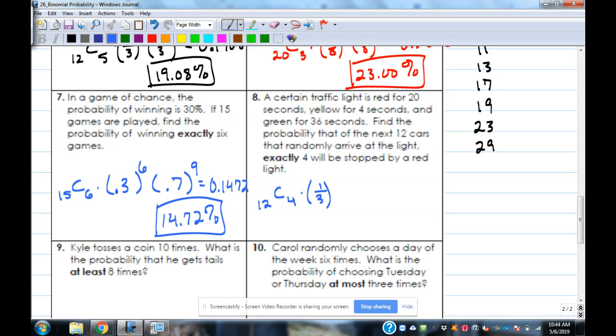And then we're wanting exactly 4 to be stopped, so that's to the 4th power. The probability of not being stopped would be to the 8th power, 2/3 to the 8th power. We're assuming none of these 12 cars show up at the same time because these are independent events.